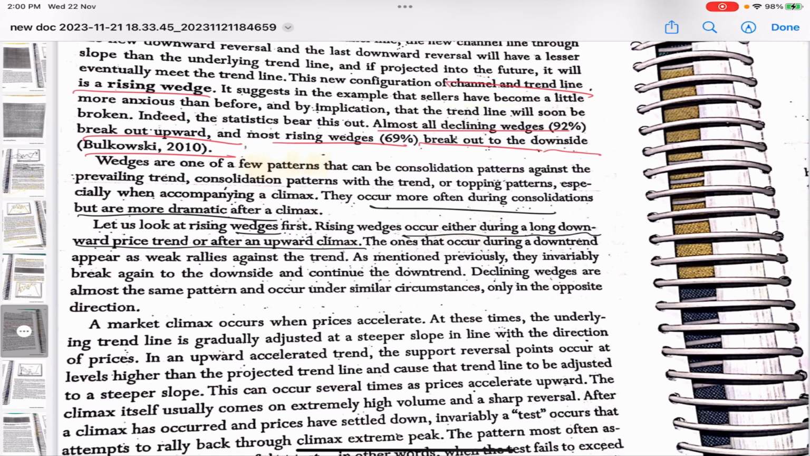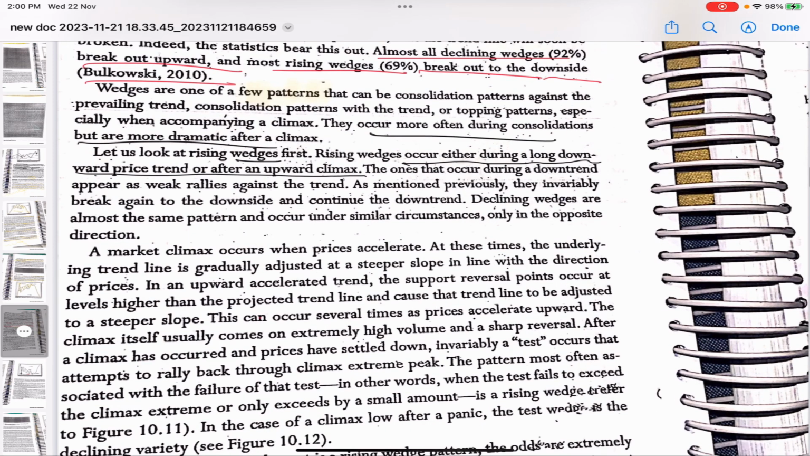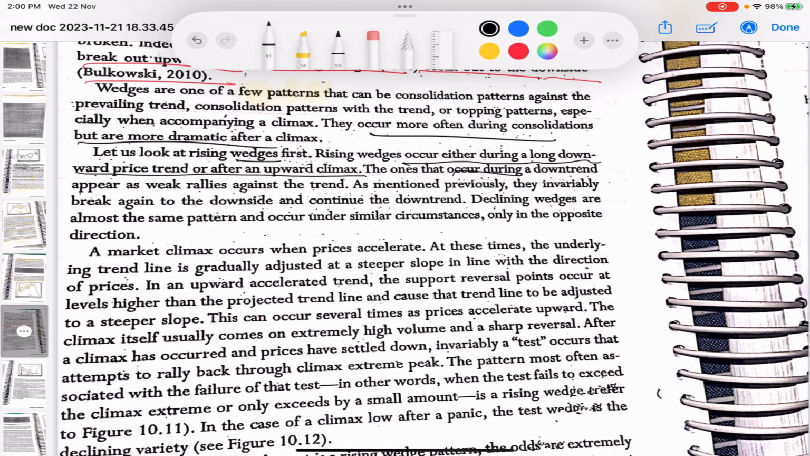Okay, and similarly, there are some which occur during the downtrend, but like we've mentioned, they break again to the downside and continue the downtrend. So declining wedges are almost the same pattern in the opposite direction. The way we've been discussing rising wedges, the opposite of that is this.